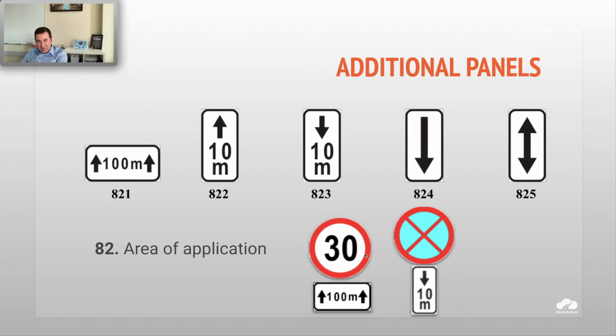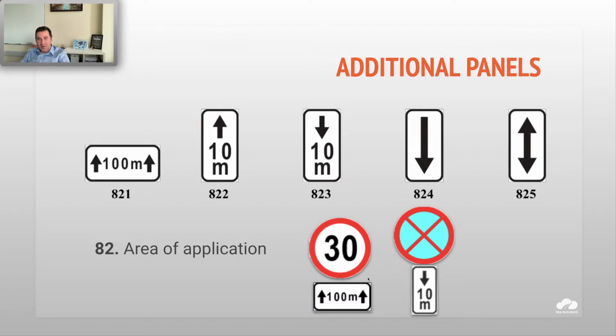Let's try with the easiest one. We can see the speed limit maximum 30 kilometers per hour, and we can see also additional panels, these two double arrows and the distance. This tells us the area of application, for how long after the sign it is applied.